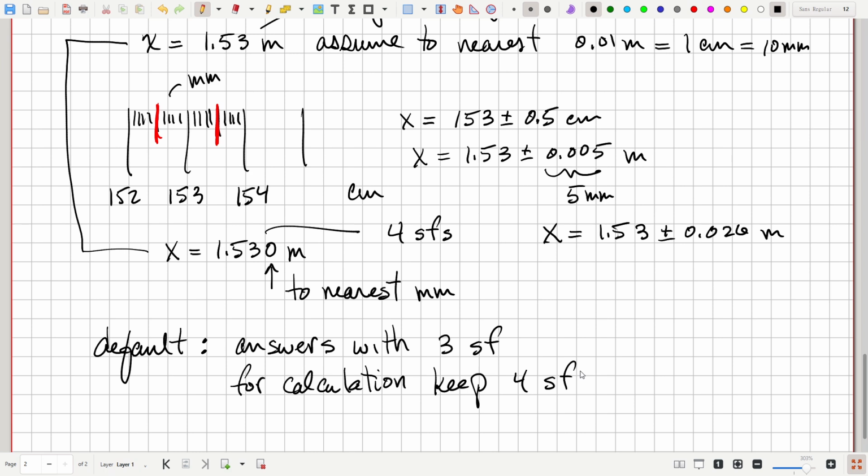Of course, if you're doing all of the calculations in a calculator or on a computer, where you can actually keep the intermediate results, you might have 16 digits of accuracy. But if you're going to write it down and then do further calculations, keep at least 4 significant figures for intermediate calculations. And then finally, report with 3 significant figures, unless you're told otherwise. That's our assumption, our default for this course.